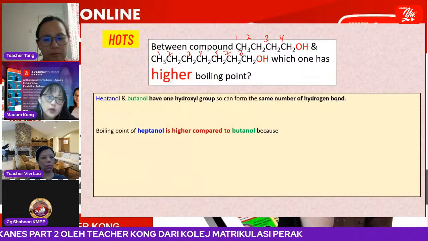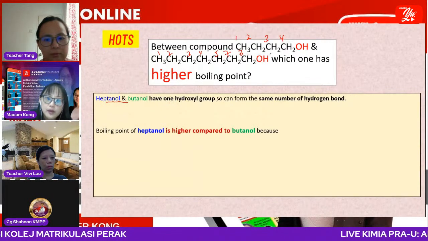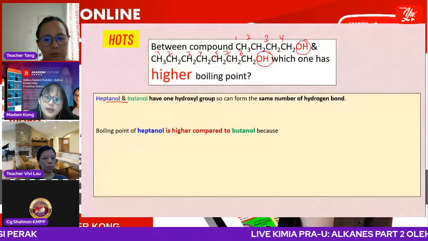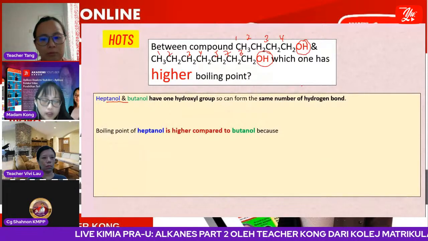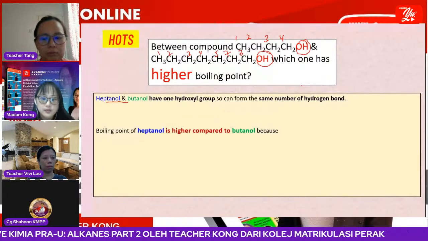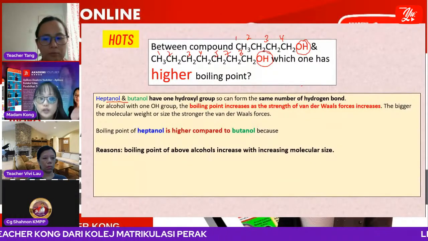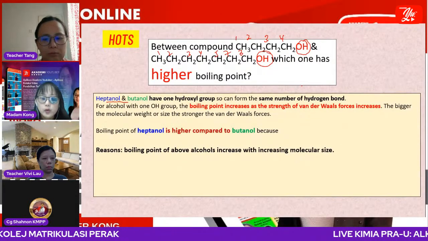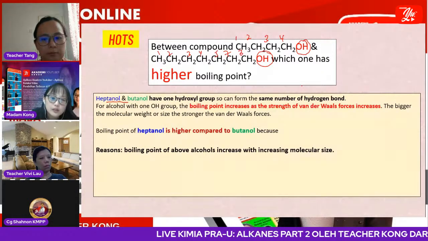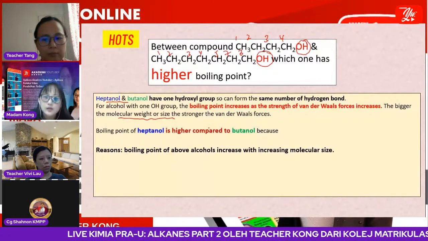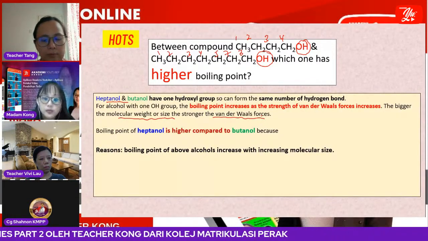But before that, you have to tell me the similarity first. Heptanol, butanol, the similarity? Both have one hydroxyl group, meaning that they can form the same number of hydrogen bonds. In this case, we cannot compare in terms of hydrogen bond because it's the same. So now we have to compare in terms of the strength of van der Waals forces. The strength of van der Waals forces depends on the molecular size. So now the explanation is exactly the same as the previous question.